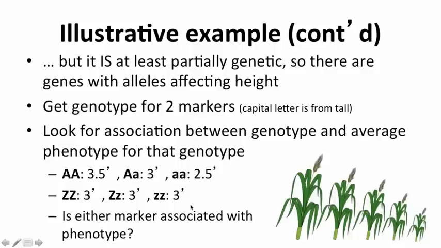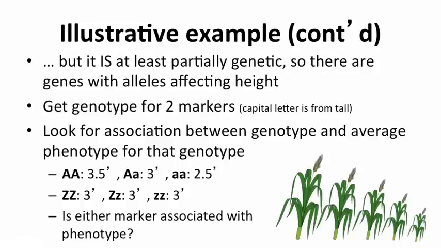Okay? Contrast, look at the Z marker. Big Z is 3 feet tall on average. Big Z, little z is 3 feet tall. Little z is 3 feet tall. Now I'm saying this, I don't mean every single individual that's big Z, big Z, little z, and little z is 3 feet tall. But the average among individuals with that genotype at that marker is 3 feet tall.